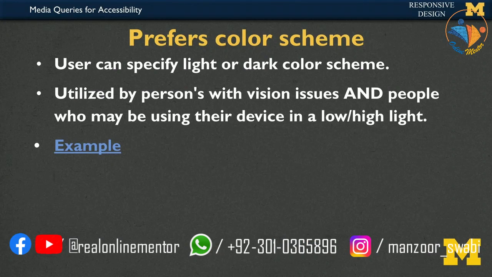Let's take a look at prefers color scheme. This is actually a pretty well used preference that people have on their laptops and computers. People can choose between a light or dark color scheme. It's utilized by persons with vision issues and by people who may be using their device in a low or high light environment. So think about it. You're on your laptop, you suddenly realize it's sunny outside, and so, if you live in the Midwest, you go running outside because it's so unlikely. You might have a hard time reading your screen if it's too bright outside, so you can turn on a dark color scheme. Let's take a look at an example again.